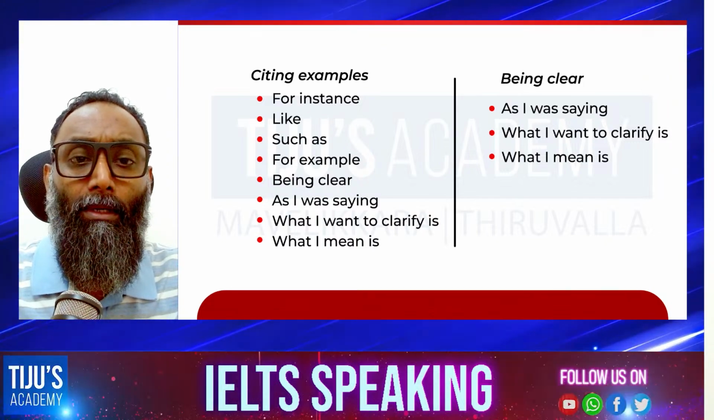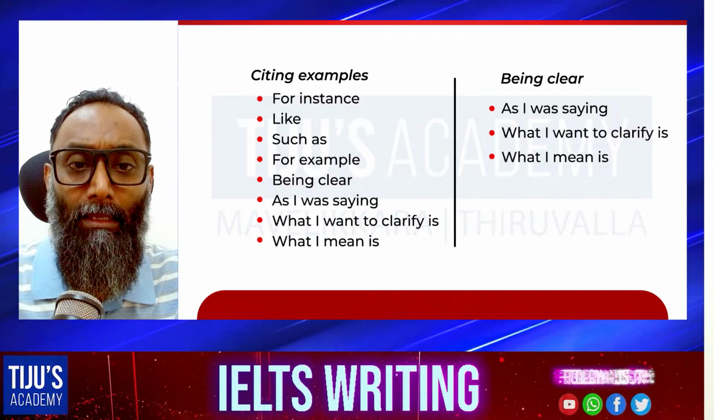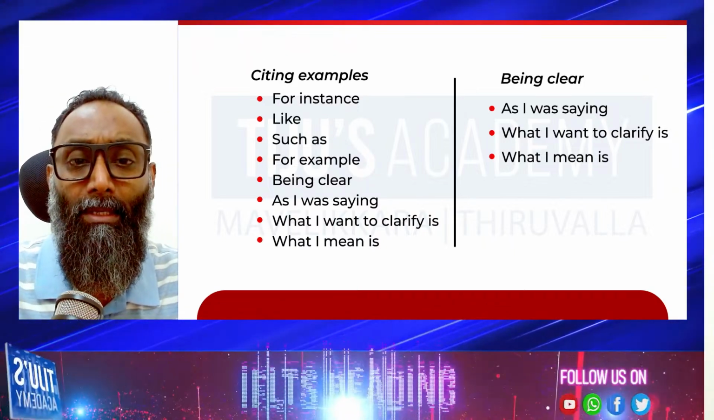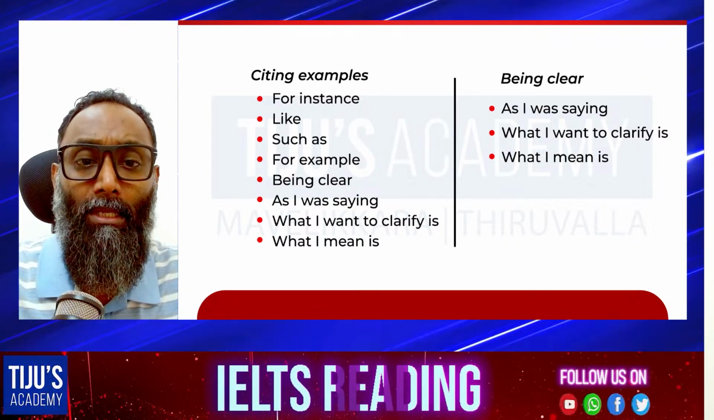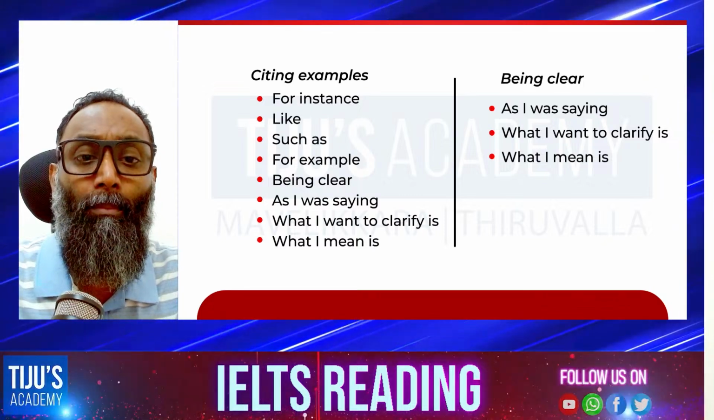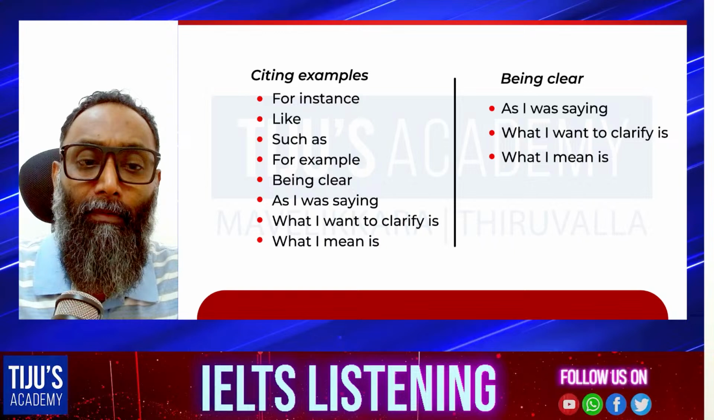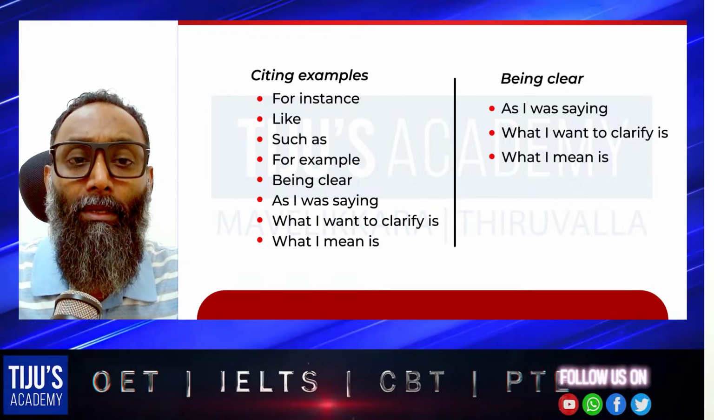For citing or giving an example, "like" is a common word. I would suggest not to use it, but I just gave it because it's a basic word. It's always good not to use "like". Use for instance, such as, for example. For being clear, you can say as I was saying, what I want to clarify is, what I mean is. So these are for citing or giving examples.